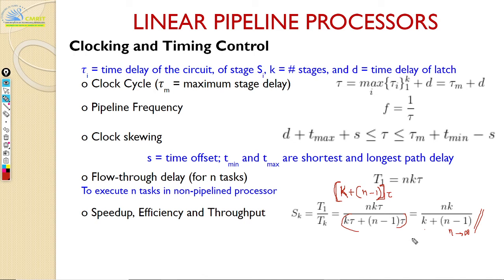If you have only one instruction, then your speed up is going to be 1 into k divided by k, which is going to be 1. Speed up is going to be 1, 1x, 1 times, which is the same as your uniprocessor, or a non-pipeline processor.